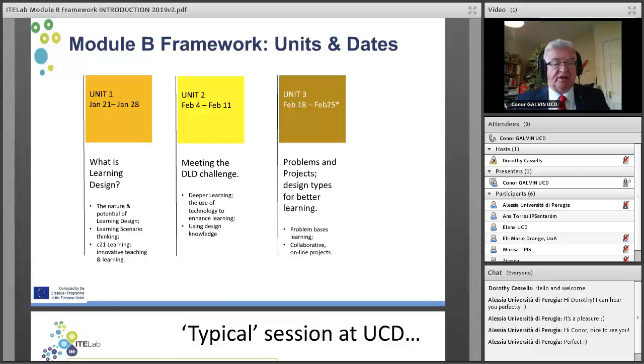The second block then addresses directly the challenge of meeting the digital learning design approach. So it looks at the concept of deeper learning, and particularly how we can use educational technology to enhance learning experiences, both among our student teachers and also with any future pupils and students that they will be working with. And then the final part of that unit looks at using your design knowledge.